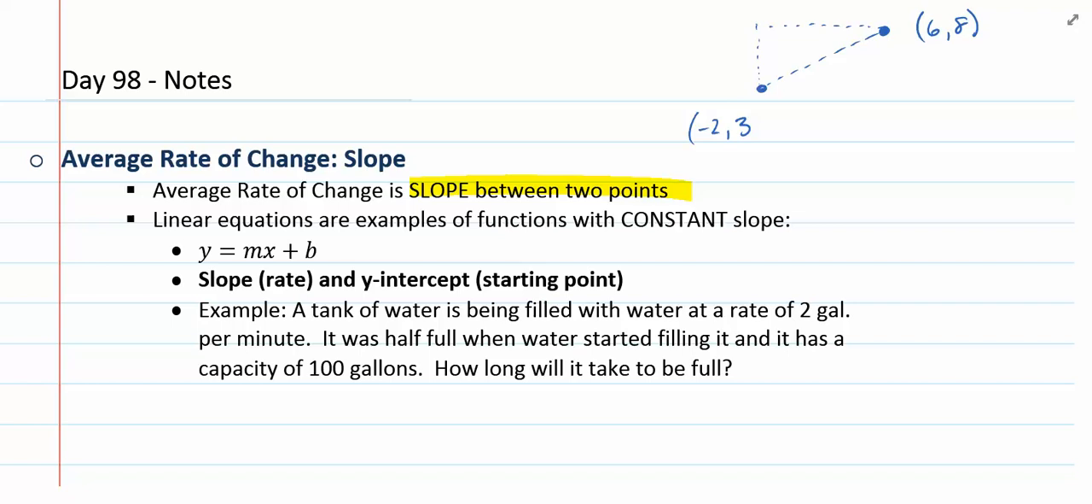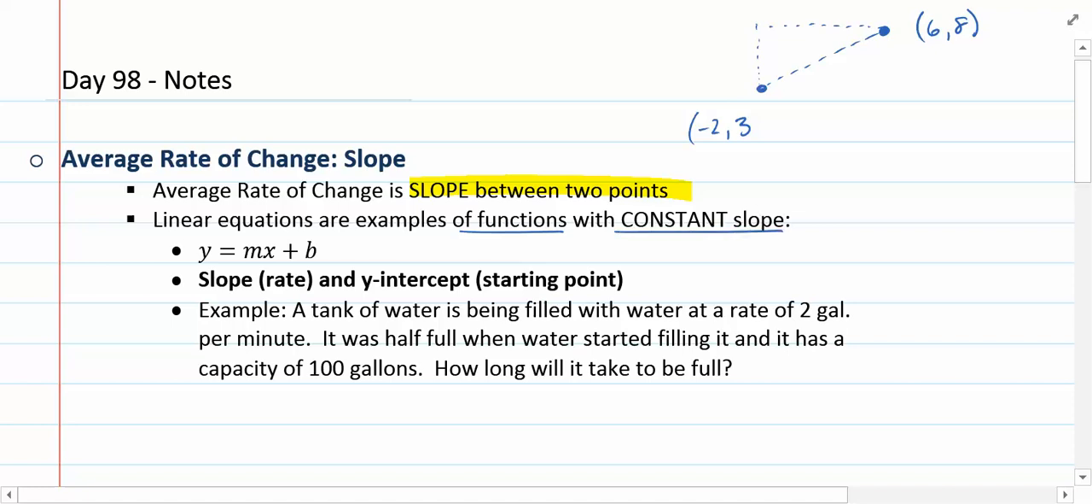Now, slopes of lines are really important to us when we're dealing with linear equations because they are examples of functions with a constant slope. The slope doesn't change. And when we see this equation, y equals mx plus b, slope is the letter m, that's our rate of change, and b is our y-intercept, or it's our starting point of the graph. There is an equation that we can use to calculate the slope between any 2 points. And that equation is this: y2 minus y1 divided by x2 minus x1.